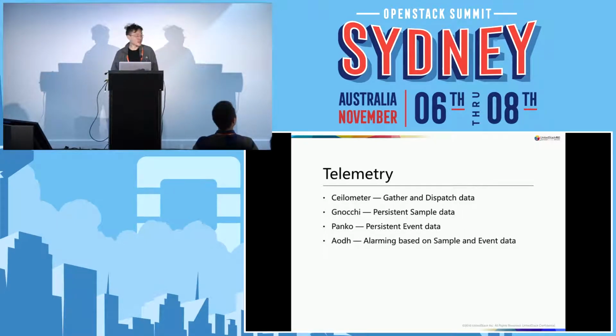So what is telemetry? Telemetry is the monitoring service in OpenStack, and it now has 4 projects. Ceilometer gathers and dispatches data and does nothing else now. Gnocchi persists sample data from Ceilometer. Panko persists and queries event data from Ceilometer. And Aodh is the alarming service based on the sample and event data.